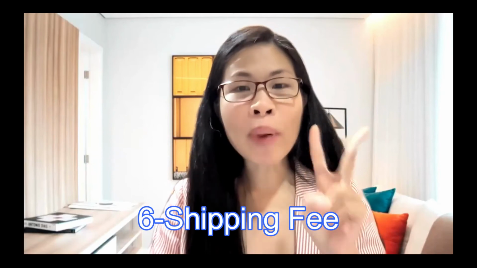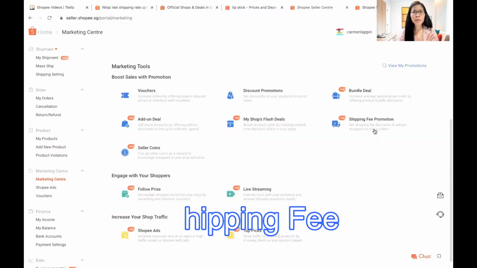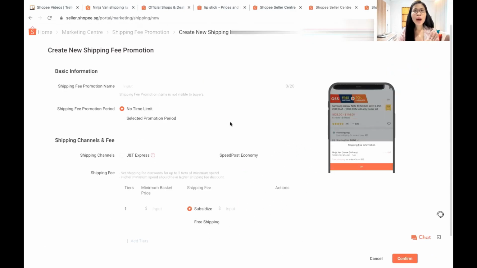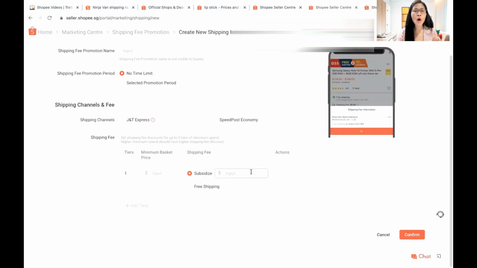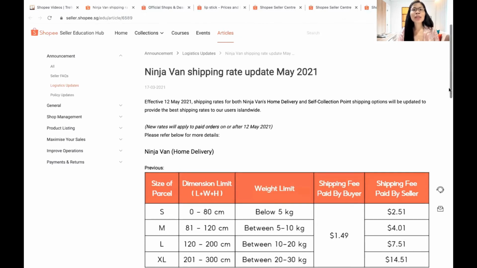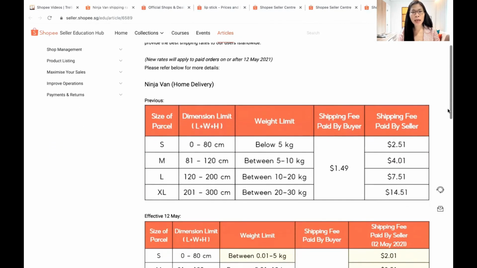Now, come to the last type. The last type is the shipping fee. And there are 2 parts of the shipping fee. The first is when you run a shipping fee promotion here. When you are running a shipping fee promotion, you are bearing a portion of the shipping fee based on the subsidized amount that you set here. The second part is when you ask your buyer to bear a portion of the shipping fee, you as a merchant have to bear your portion as well.